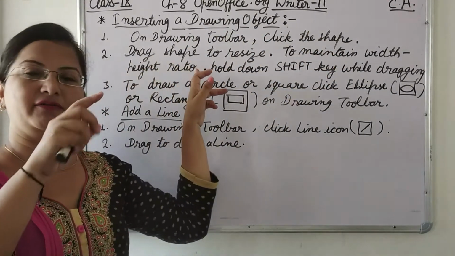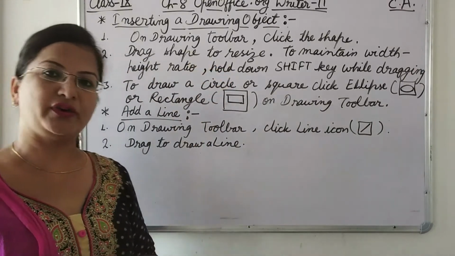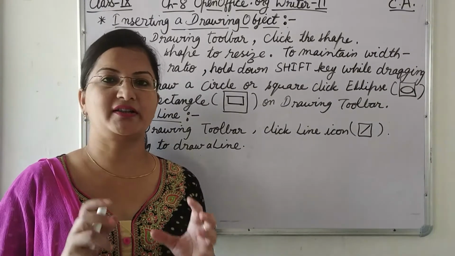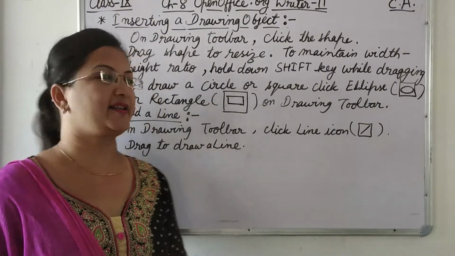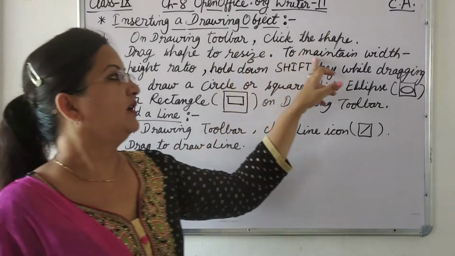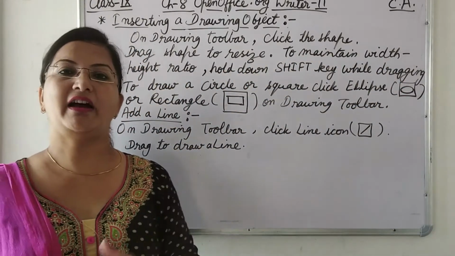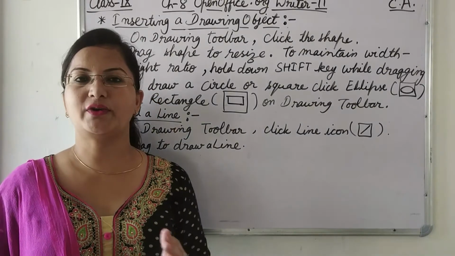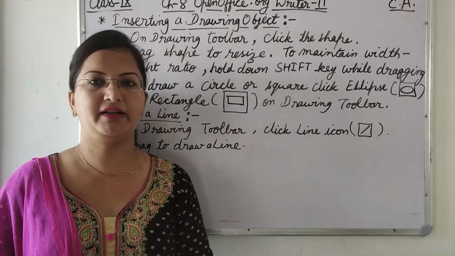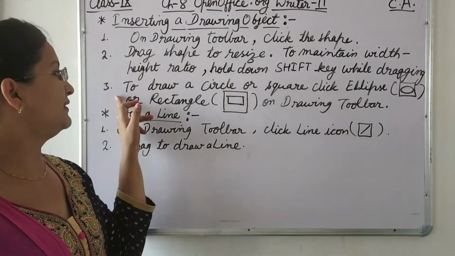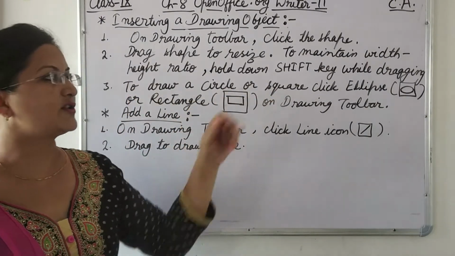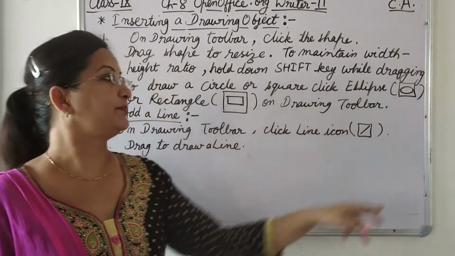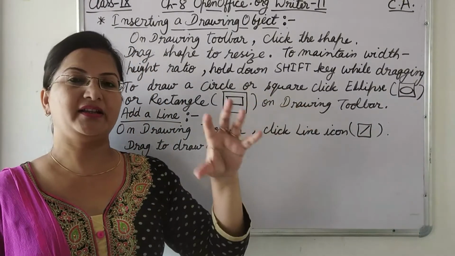Then we have to drag the shape to resize. To insert it we have to drag it, and if we have to set a particular size, then we can drag it to resize. If we have to maintain the width height ratio, then we have to hold down the shift key while dragging so that the width and height ratio can be maintained. Now to draw a circle or square, if we have to draw a circle, we have to click on the ellipse icon. This is the ellipse icon. Then we can drag to make it an exact circle.